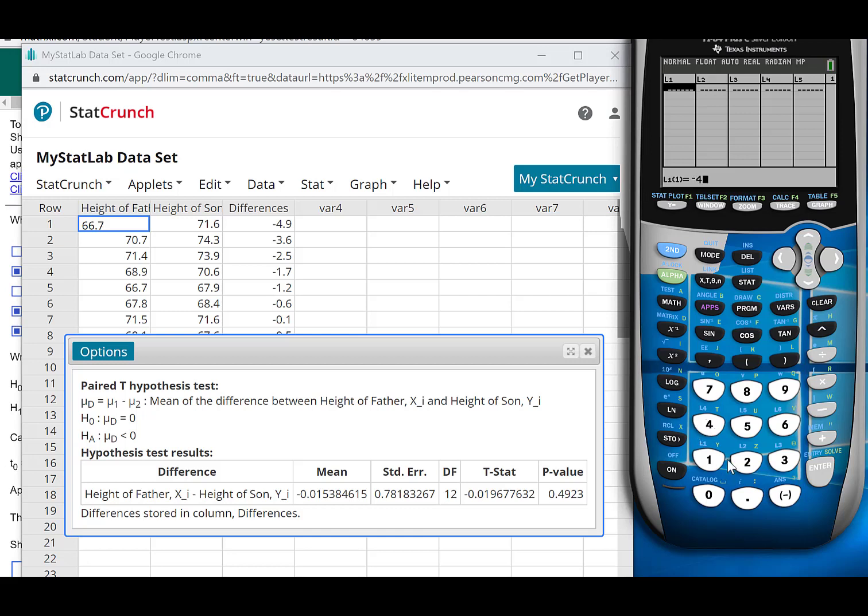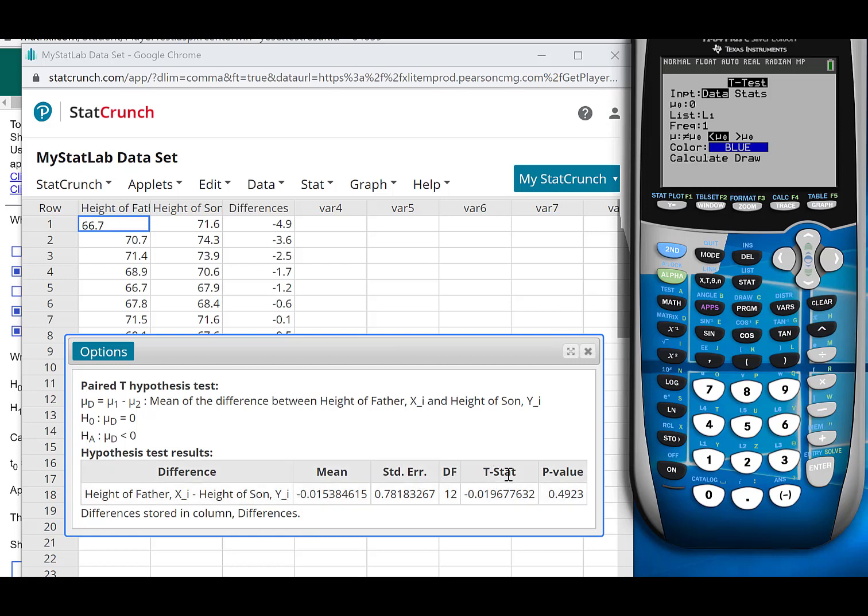-4.9, that's it, and then -3.6, etc. And then you go to stat, tests, t-test. It's a t-test against 0. Data, you must select data because you have the data in L1. And this is against 0 always, and then L1, and then less than, because we're doing less than 0, and then you hit calculate, and you should get the same exact results, t statistic and p-value.